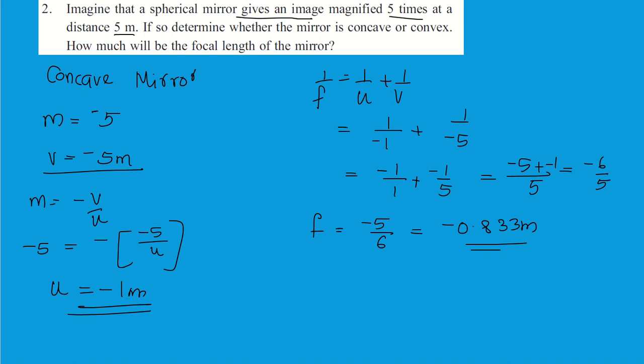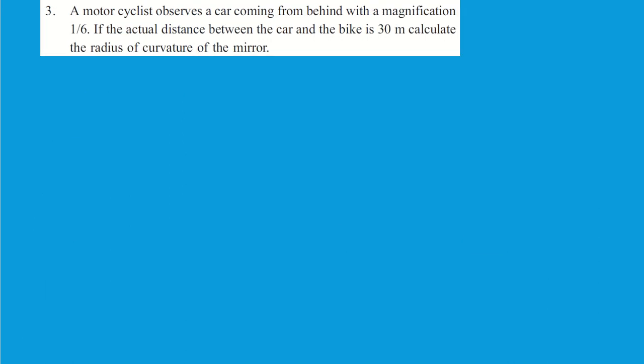Okay. Now let's move on to the third question. A motorcyclist observes a car coming from behind with a magnification 1 by 6. If the actual distance between the car and the bike is 30 meters, calculate the radius of curvature of the mirror. It is a convex mirror. Why is it a convex mirror? Because it is a rear view mirror, right?